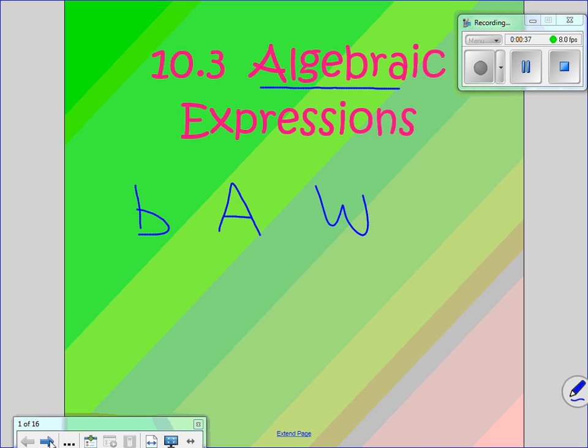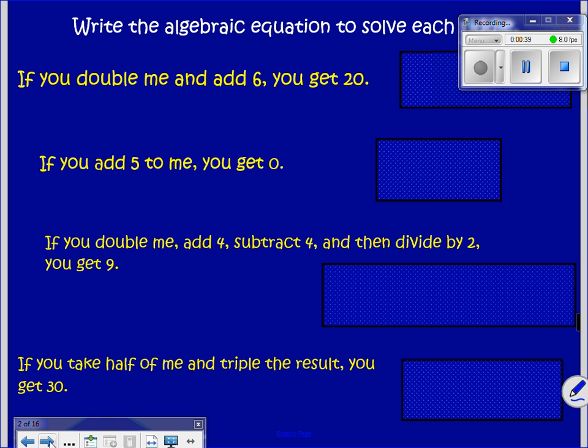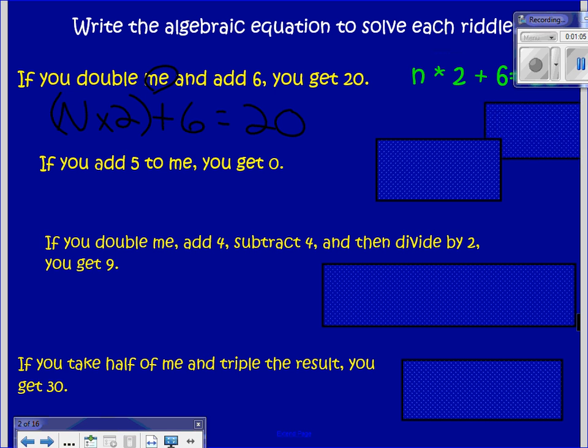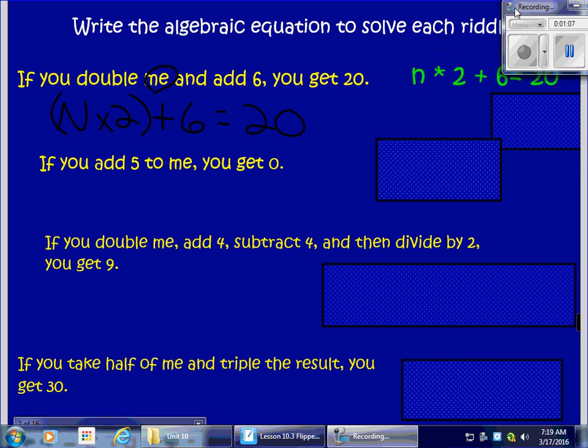Let's take a look here. Write the algebraic equation to solve each. So, for example, if you double me and add 6, you get 20. Well, who's me? Let's have me be n. If you double me, so we're going to multiply it by 2, and add 6, you get 20. Okay? Double me and add 6, you get 20.